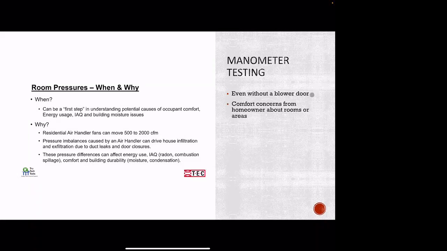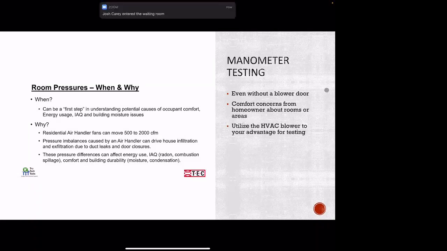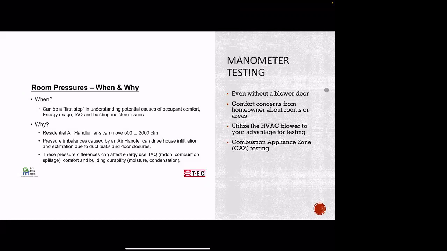So comfort concerns: when a homeowner has rooms or areas that are more uncomfortable than others, we can actually test that. And I'll show you guys in a second how we do that. We utilize our HVAC blower, using that to our advantage for testing the house. And then again, like I said, combustion appliance zone testing, so we can actually check spillage or backdrafting of water heaters.